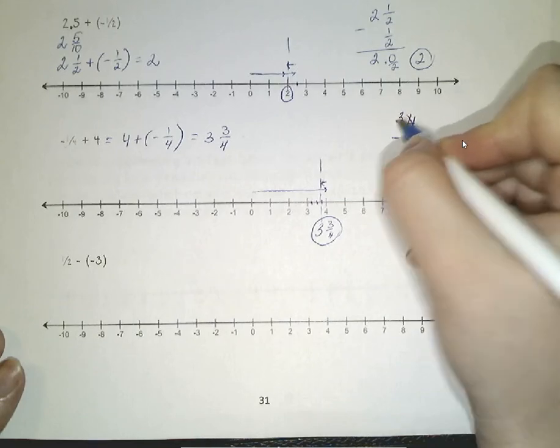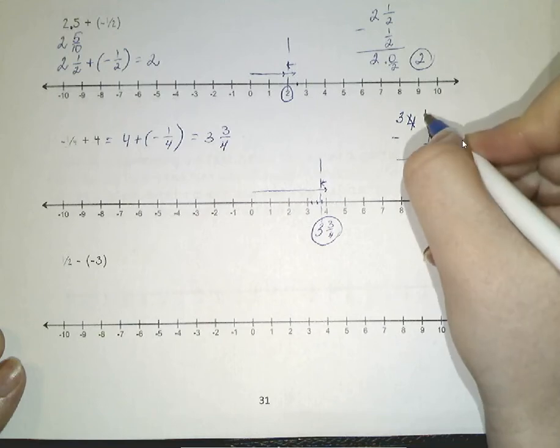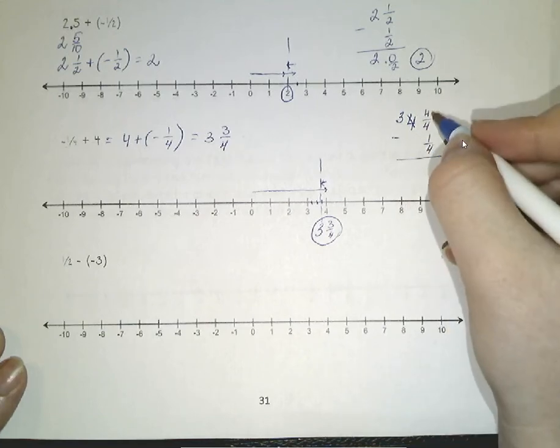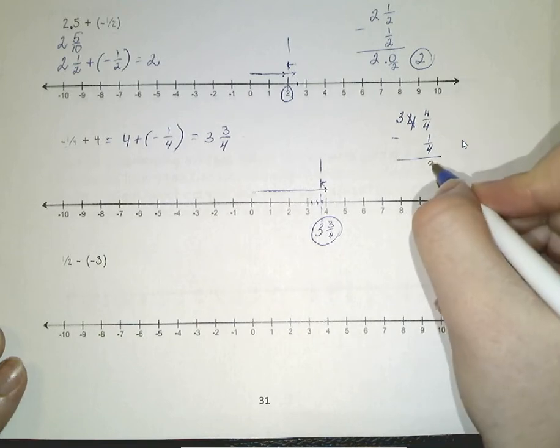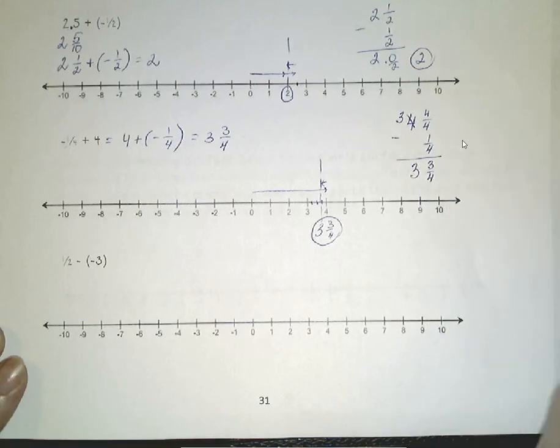4 becomes a 3. 1 that I borrow, I split into fourths. 4/4 is my whole. And I subtract 1/4 from 4/4, resulting in 3/4. And 3 minus 0 is 3. That's how it became 3 and 3/4.